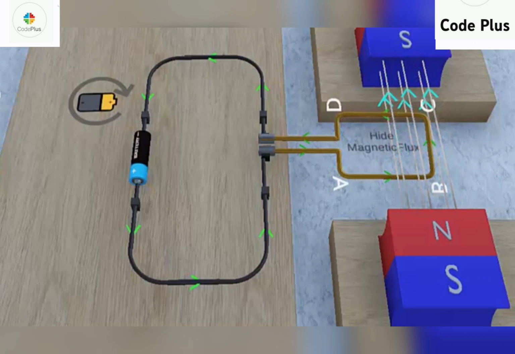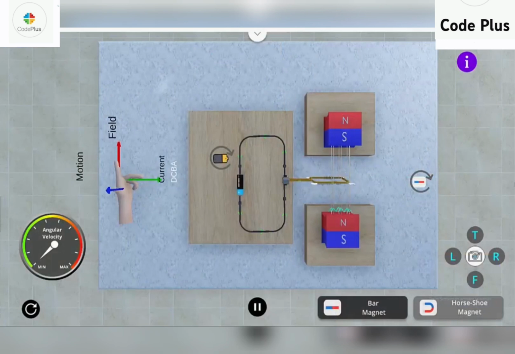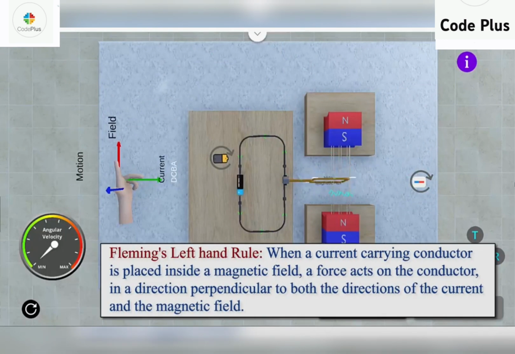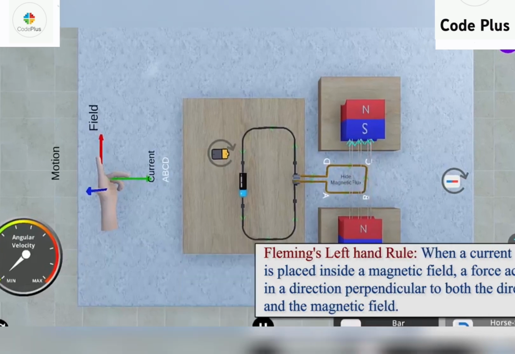Now we will consider arms AB and CD, and we will see how we can calculate the force on them by using Fleming's left hand rule. Now what exactly is Fleming's left hand rule? It is found that whenever a current carrying conductor is placed inside a magnetic field, a force acts on the conductor in a direction perpendicular to both the direction of the current and the magnetic field.